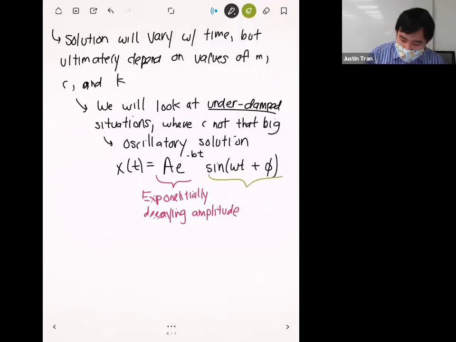And then the second part right here, this is our oscillatory component. So this is the part that's actually going to oscillate up and down.